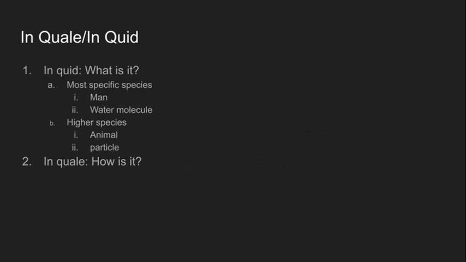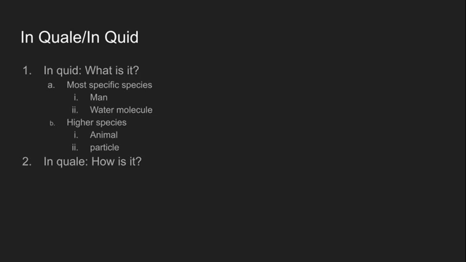So first we're going to have the difference between in quali and in quid predication. When you predicate something in quid, the thing you're predicating will tell you what the kind of thing is. What is it? There are two kinds of in quid predication. The first would be something like man or water molecule. These will be the most specific species. There aren't more species below man. It's just man, and all men share humanity.